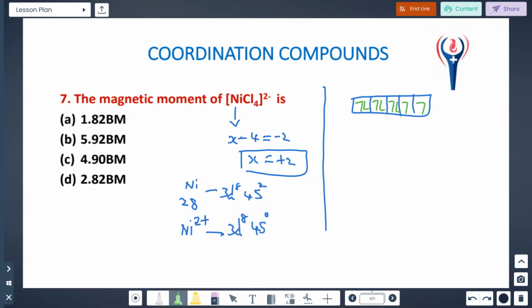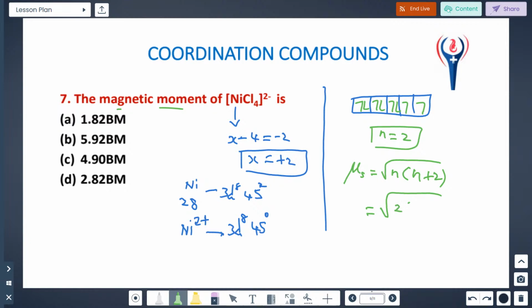Now, the magnetic moment. First we find the unpaired electrons. How many unpaired electrons do we have? n is equal to 2. Are you following? We have 2 unpaired electrons. But they are asking for the magnetic moment. What's the formula for magnetic moment? mu s is equal to root of n into n plus 2. You put it here: 2 into 2 plus 2.